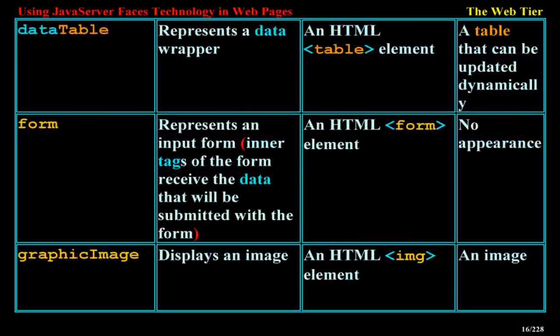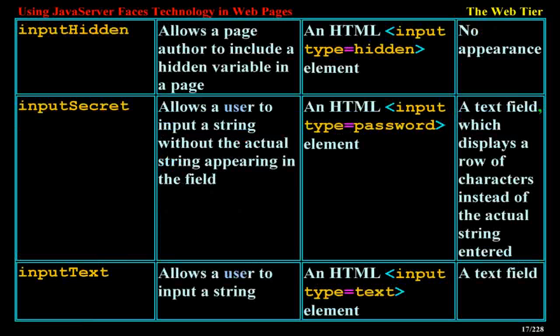Form represents an input form. Inner tags of the form receive the data that will be submitted with the form, in HTML a form element, no appearance. Graphic image displays an image, in HTML an img element, an image. Input hidden allows a page author to include a hidden variable in a page, in HTML an input type=hidden element, no appearance. Input secret allows a user to input a string without the actual string appearing in the field, in HTML an input type=password element, a text field which displays a row of characters instead of the actual string entered.